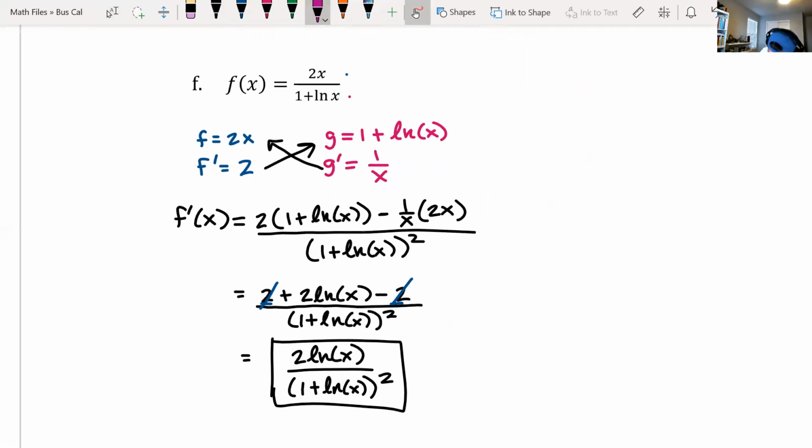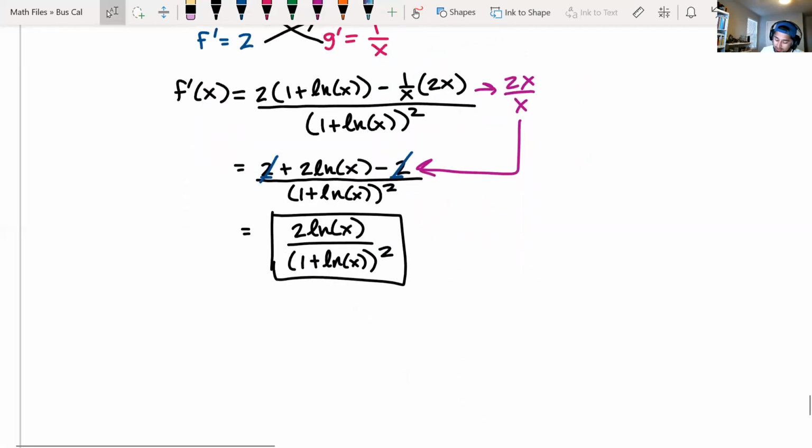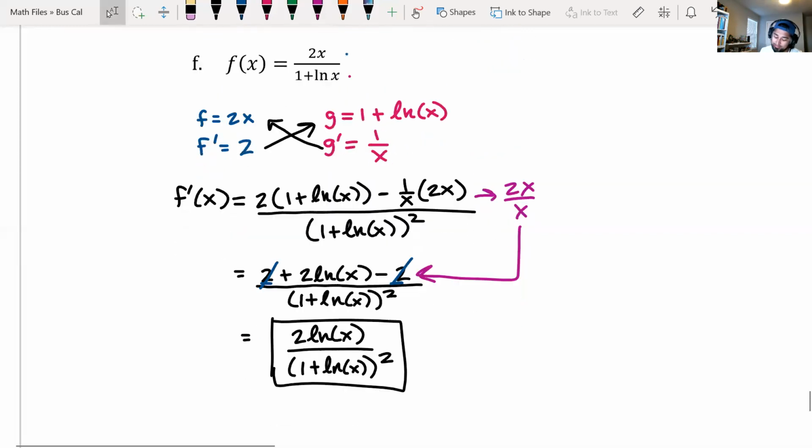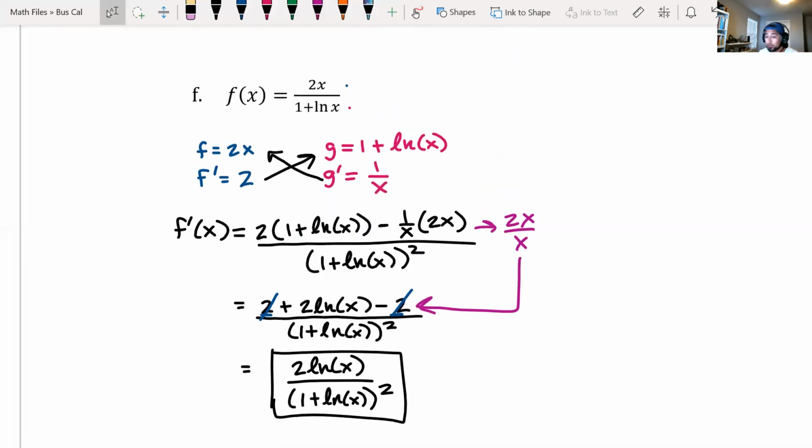And again, that can be rewritten as 2x over x, which gives you that 2. Yeehaw! And I think that is it. So yeah, that's product rule and quotient rule. Calculus couldn't be any easier, right? That's pretty cool. So that's it. We're done.